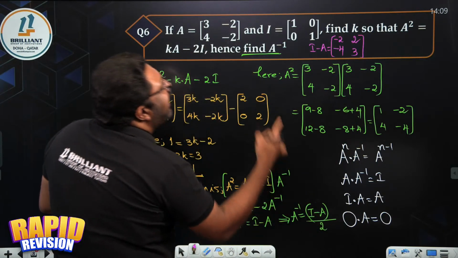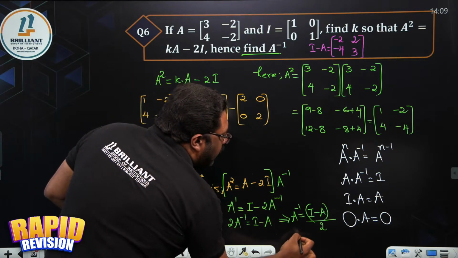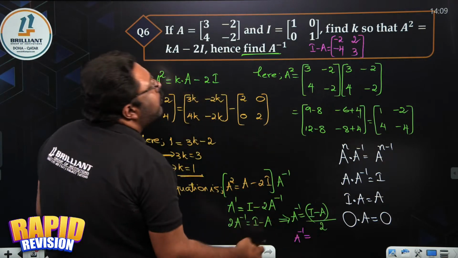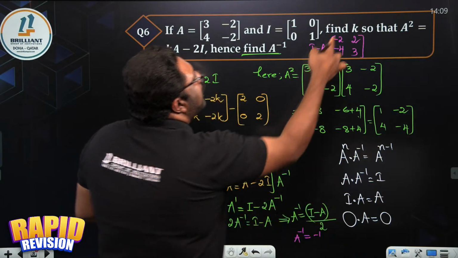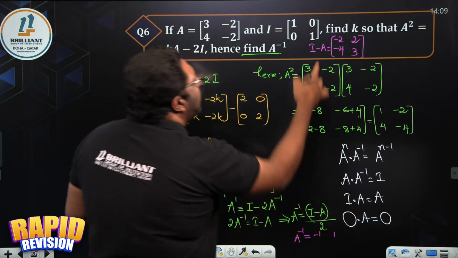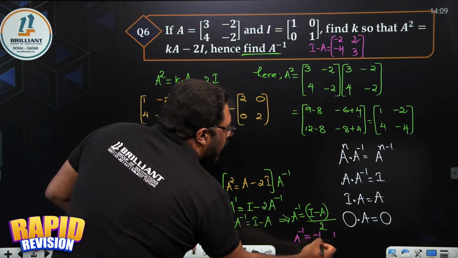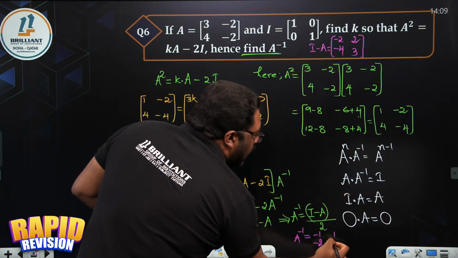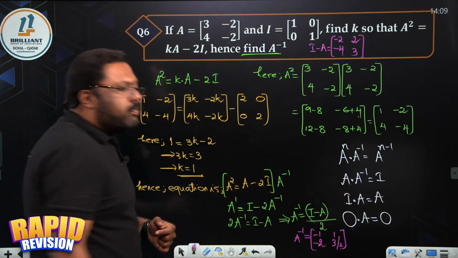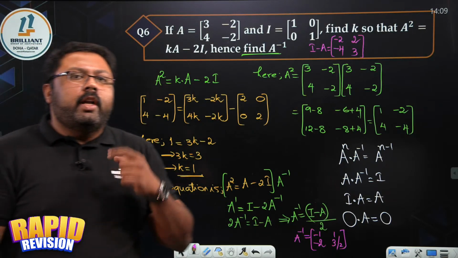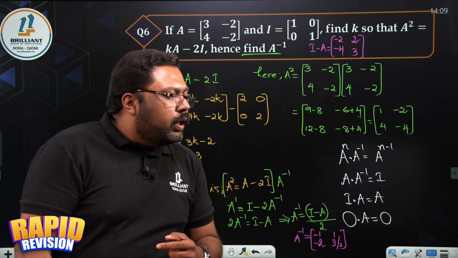Yes, so I have to divide it with 2. So my A inverse is equal to minus 2 by 2, minus 1, 2 by 2, 1, minus 4 by 2, minus 2, 3 by 2. So this is my A inverse. This is my A inverse. I want everybody to go through it.